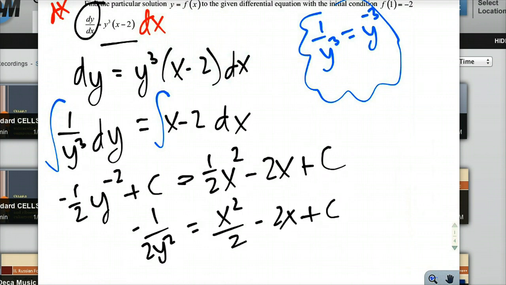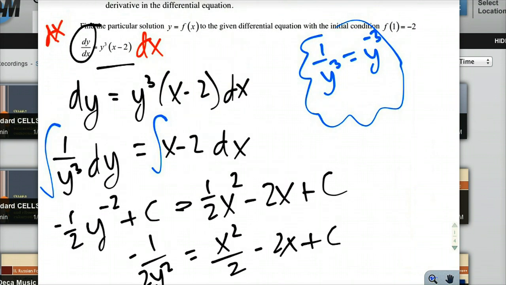It looks like we're kind of done, but if you notice, this problem actually asks for a particular solution. What we've just been finding is a general solution, but we want a specific solution for this problem. And you can tell it's a specific solution because it gives us, in the original problem, an initial condition.